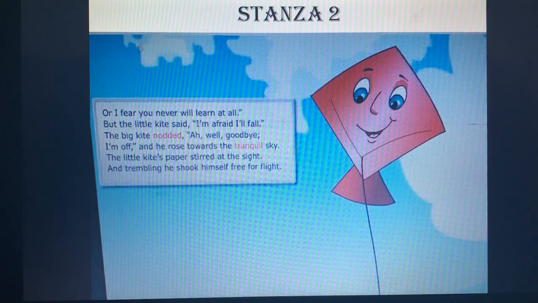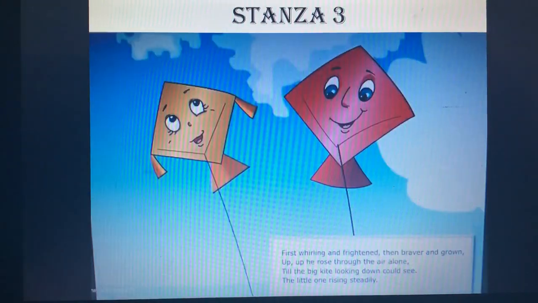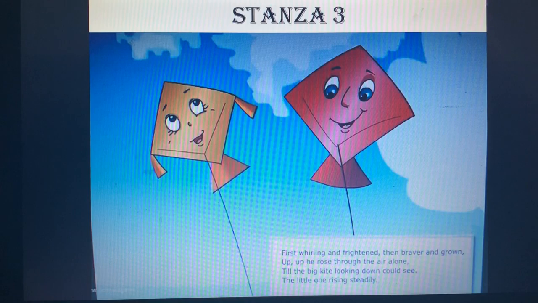But the little kite said, I am afraid I will fall. The little kite nodded, well, goodbye. I am off. And he rose towards the tranquil sky. The little kite's paper stood at the side. And trembling, he shook himself free for flight. First thrilling and frightening, then braver and strong.